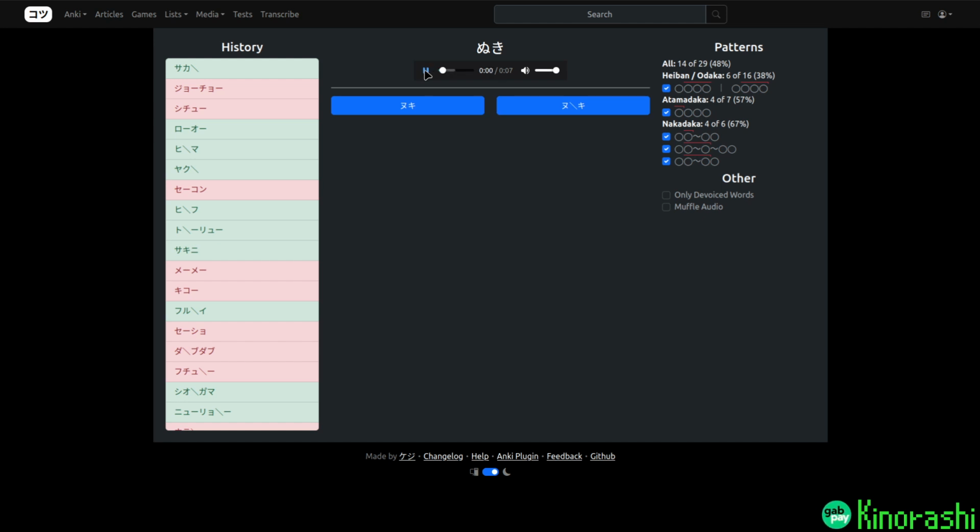Nuki. This is heiban, and this is atamadaka. Okay, so I think this is atamadaka. Yes.